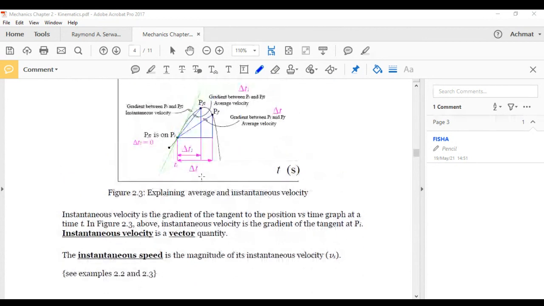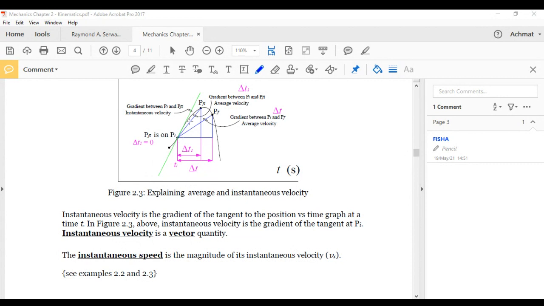Okay, right. So the instantaneous velocity will be the gradient of the tangent to the graph at the particular point. And what do we know? Instantaneous velocity is also a speed. And the instantaneous speed, what is instantaneous speed? It is the magnitude of its instantaneous velocity. Read that again. The instantaneous speed is the magnitude of its instantaneous velocity.